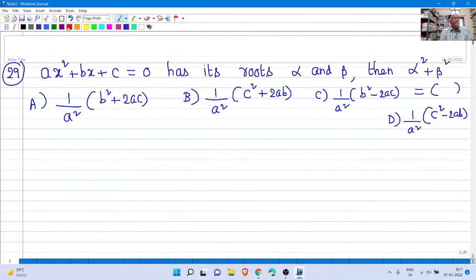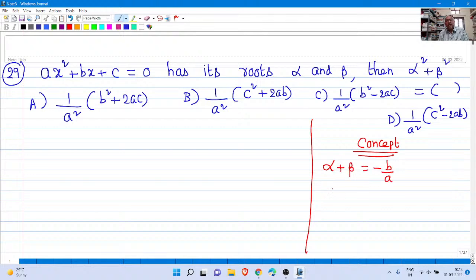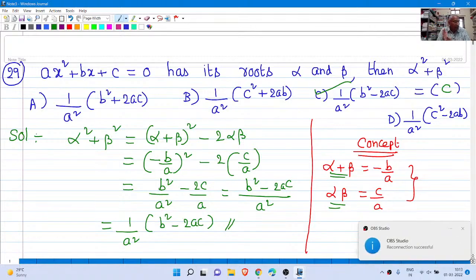So my dear students, here we need to apply this concept. This concept is very, very important: sum of the roots and product of the roots. For example, alpha plus beta is equal to minus b by a. Alpha beta is equal to c by a. With the help of these two values, we can find out all. Yes, Uday Kumar, you are absolutely correct.